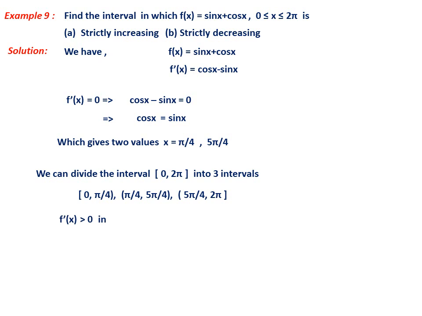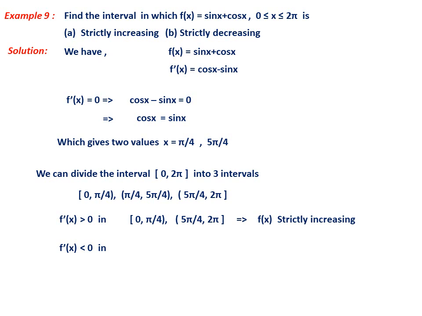Now what we have to do is, f dash x is positive in the interval 0 to pi by 4. 0 to pi by 4 belongs to the first quadrant, and there f dash x will be cos x minus sin x, and it is always positive because cos x is more than sin x in the interval 0 to pi by 4. Similarly, in 5 pi by 4 to 2 pi, there also cos x minus sin x is positive. Therefore, here it is strictly increasing. This implies f of x is strictly increasing.